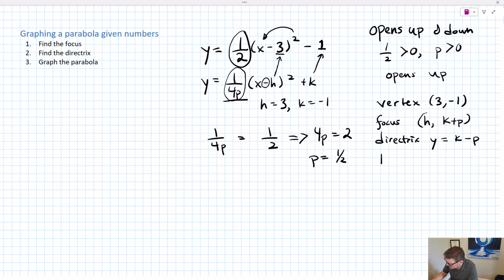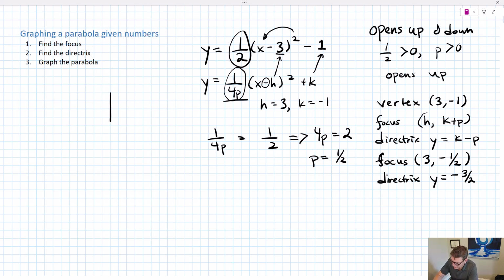So, we'll start with my focus. My focus is going to be (3, -1 plus 1/2). So that's going to be (3, -1/2). And my directrix is going to be y equals k minus p, so that's -1 minus 1/2, so it's going to be -3/2. And there's my directrix.